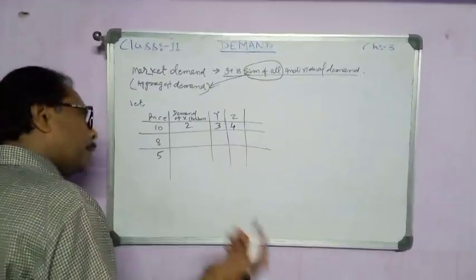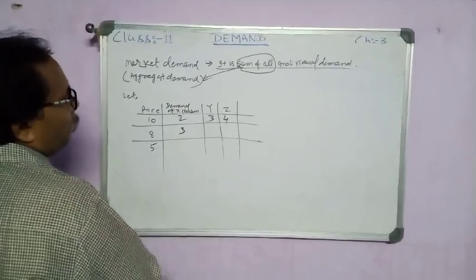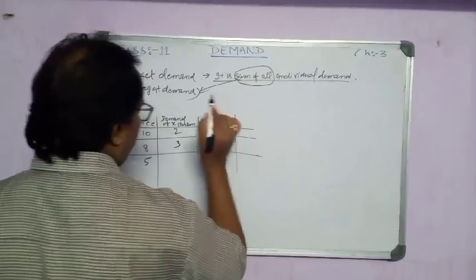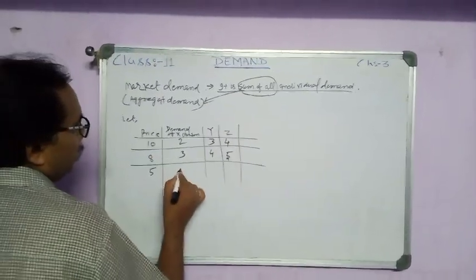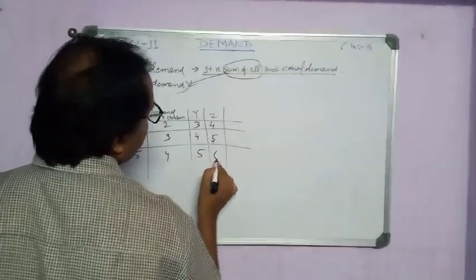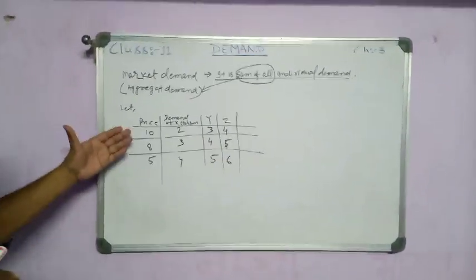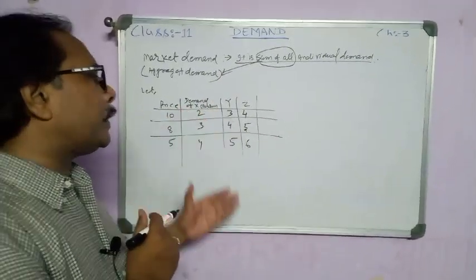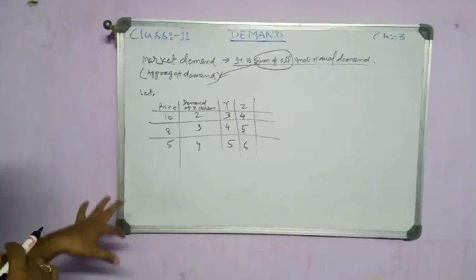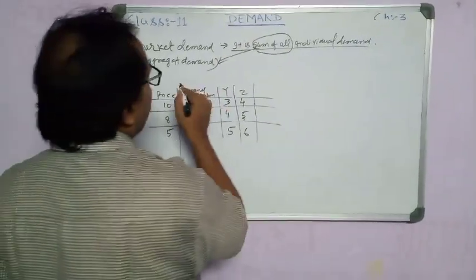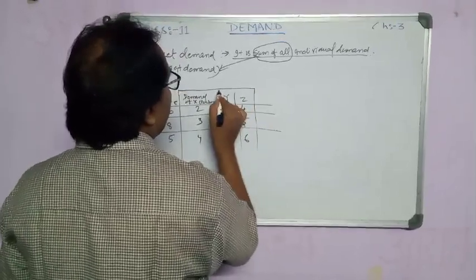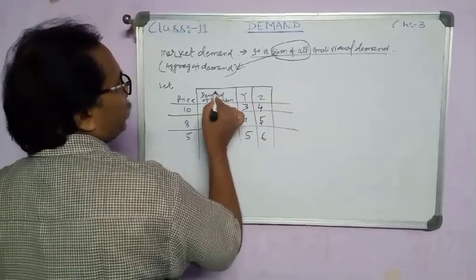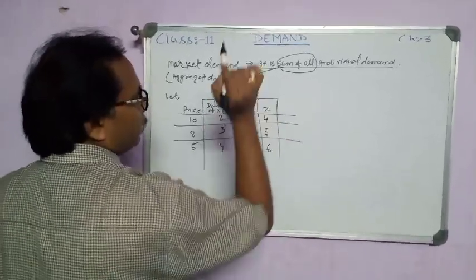When the price falls, demand will also increase. So he is ready to buy 3, he is ready to buy suppose 4, and he is ready to buy 5. When it is 5 rupees, he is ready to buy 4, 5, 6. So in this way, we find that as the price is falling, different people are ready to buy different quantities of the commodity. But there is no change in the commodity. The commodity is the same, and here there are 3 persons: person X, person Y, person Z.